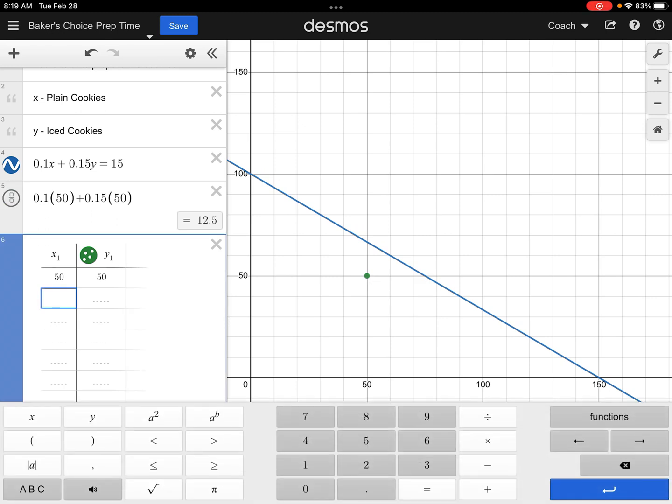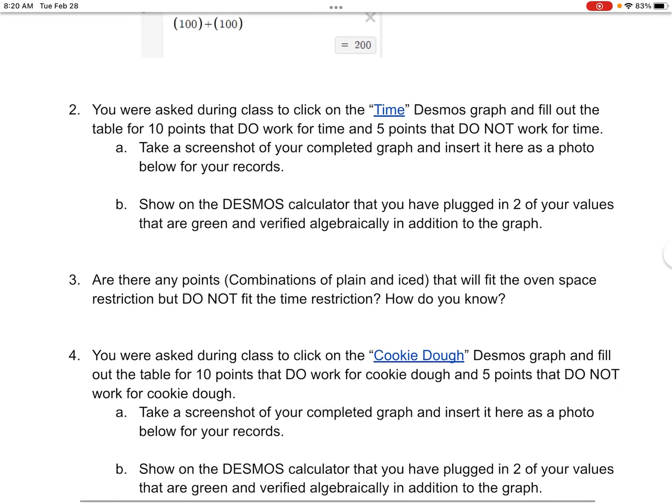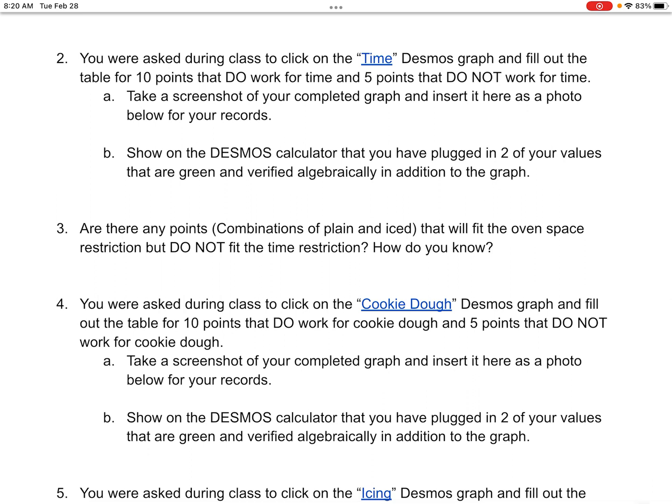Okay, so we went in and did our 10 green points. We found those 10 green points. We found the other points that were above the line as well, the red points. We found 5 of those. Now, today we're moving on to number 3. Number 3 says, are there any points, which are combinations of plain and iced cookies, that will fit the oven space restriction, but do not fit the time restriction? And how do you know?